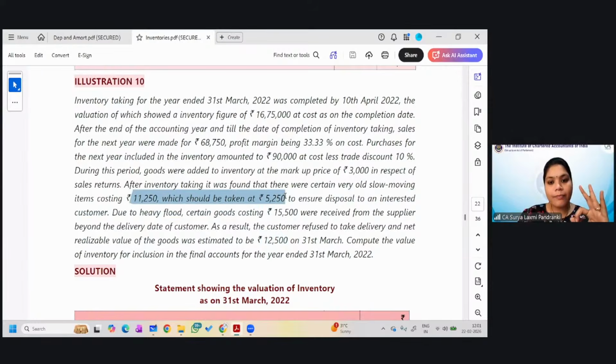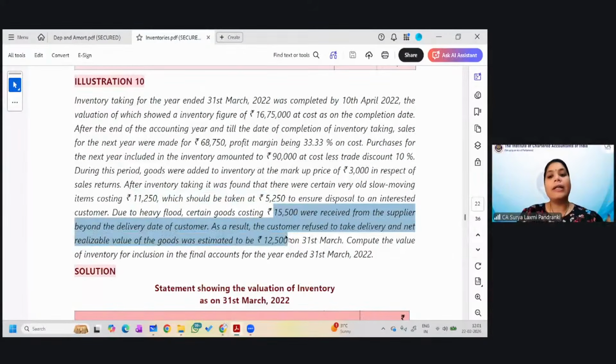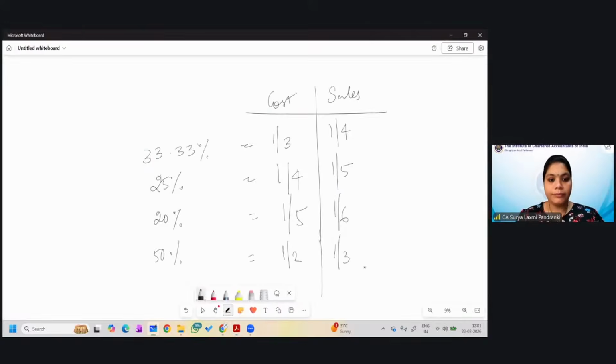Here, one loss is due to a slow moving item, and here it is due to the delay of a supplier. You have a loss again here on 31st March. Now they're asking you to compute the entry as on the year end date. Let's start doing this.